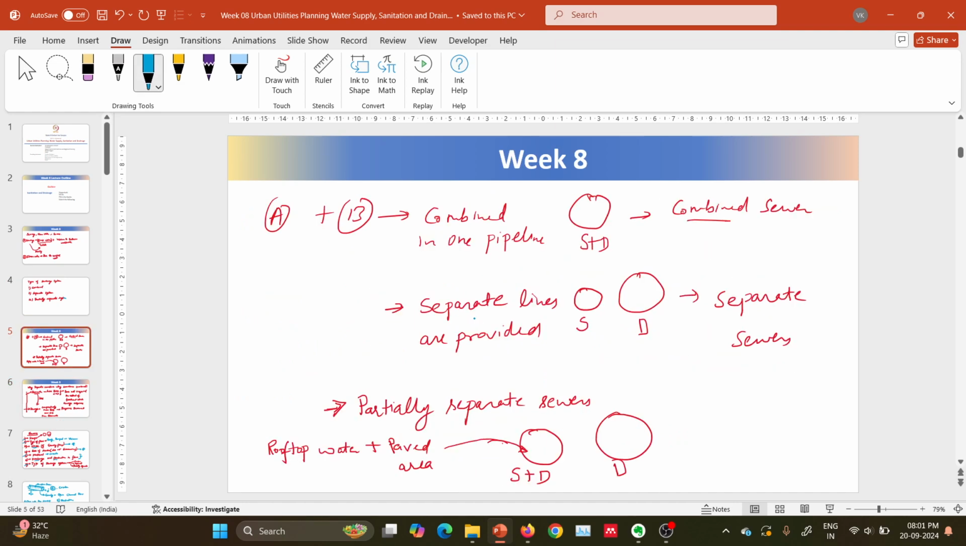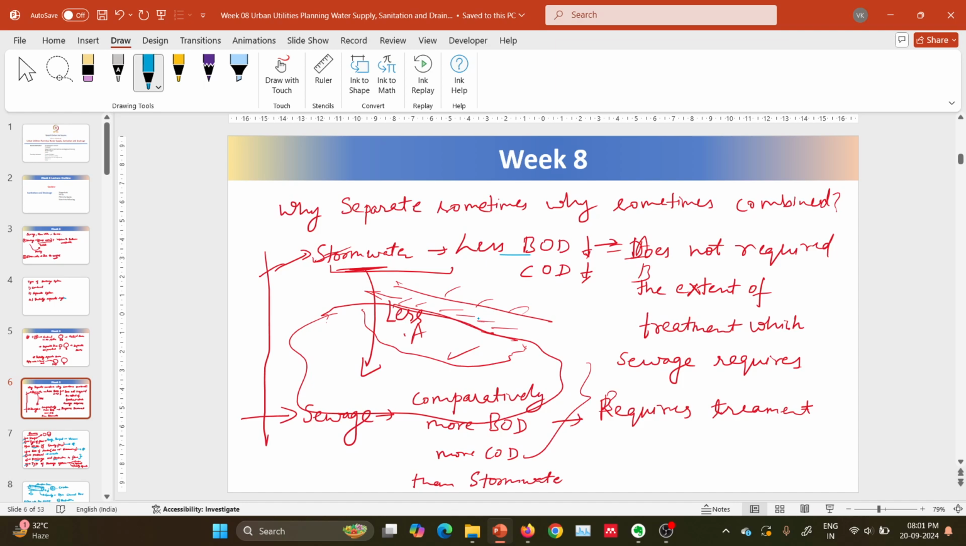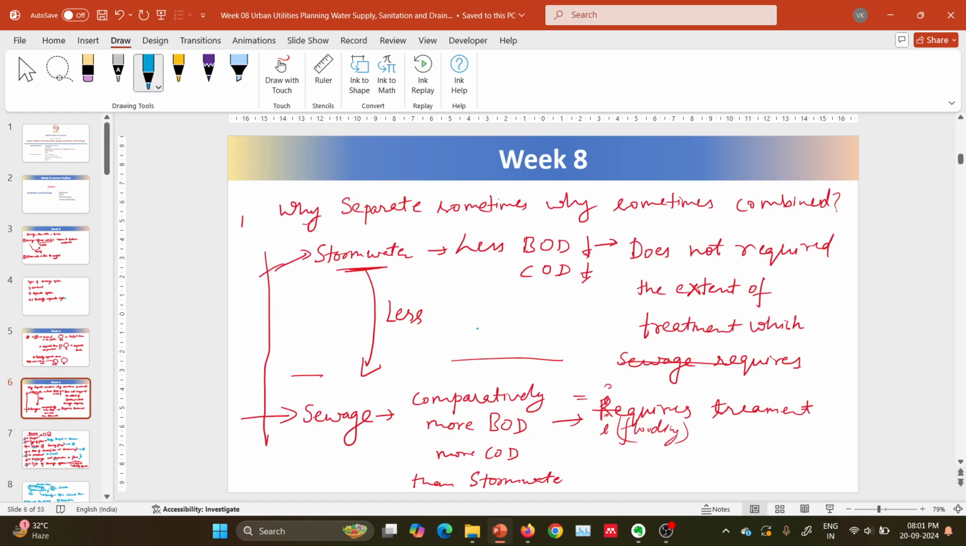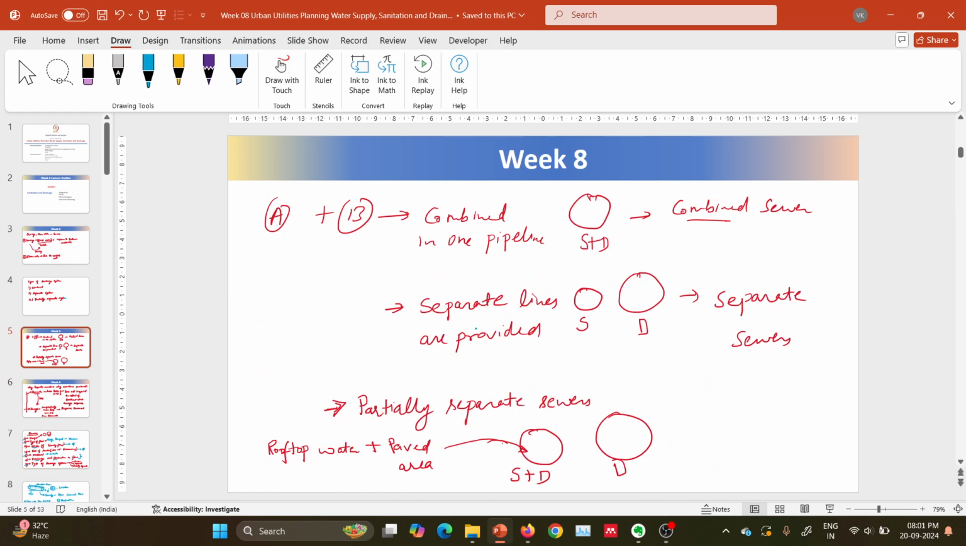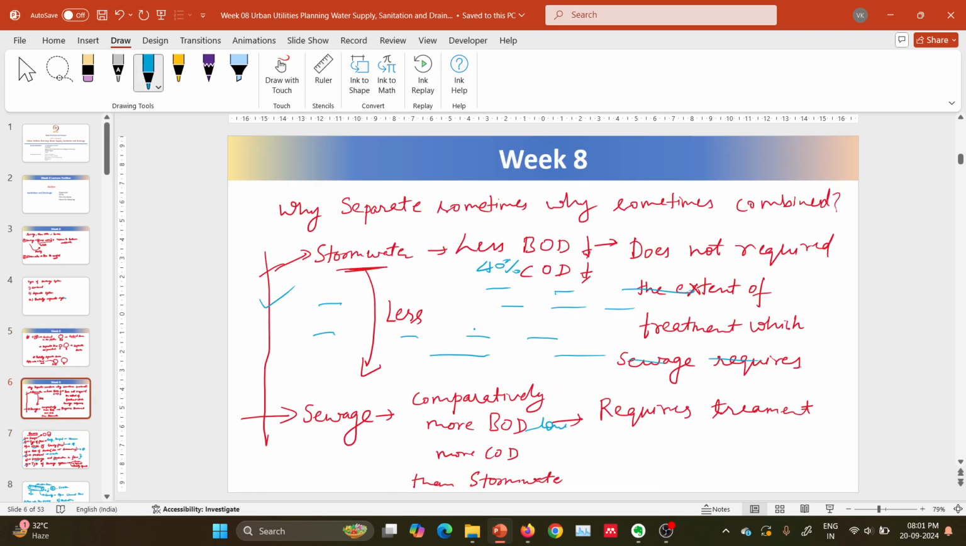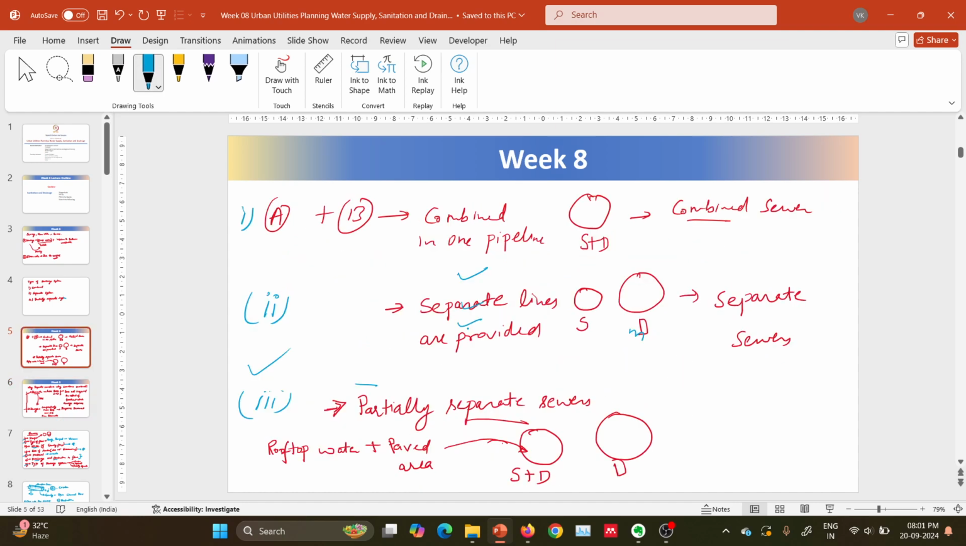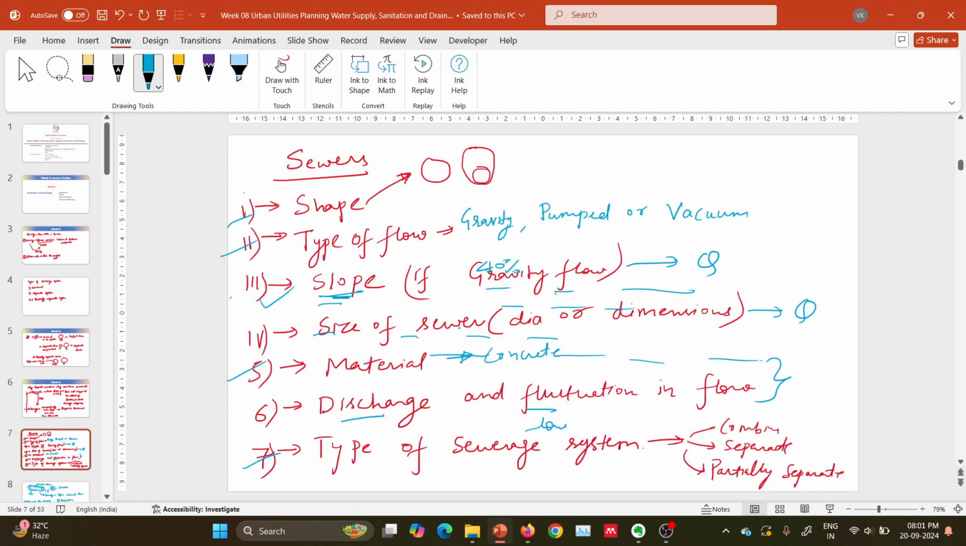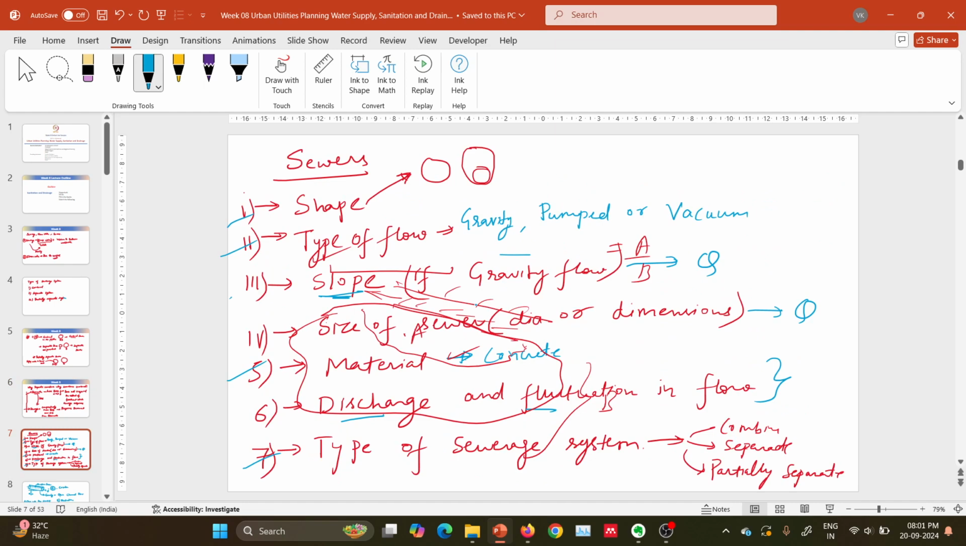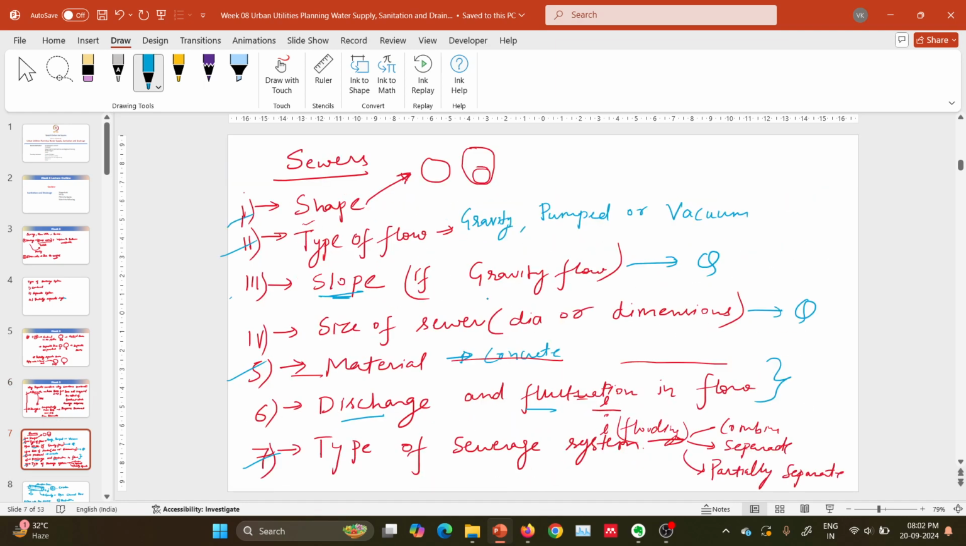Then we studied why sometimes separate, why combined, because wastewater contains organic matter. That's why we need to treat it properly, whereas the stormwater or drainage can be directly discharged into the river or water bodies. Then we understood what all things we need to consider for sewer design: shape, type of flow, how much slope to give. We are providing gravity flow, what type of material, discharge and fluctuations in the flow, and type of sewer system.